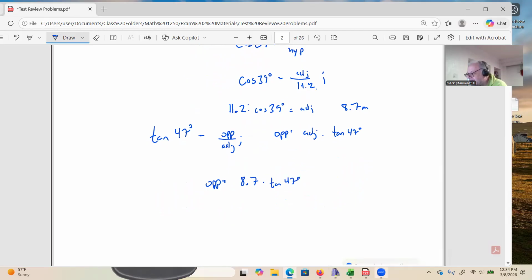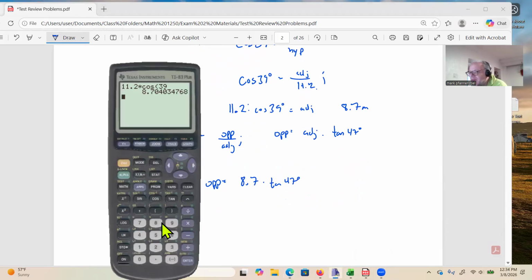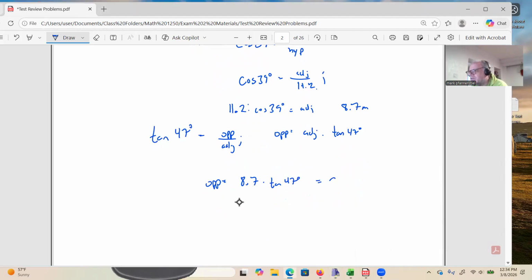And again, we have a nice little calculator sitting here, so we're going to use that. We have 8.7 times the tangent of 47 degrees. We're still in degree mode, so we can go ahead and do that. Yep, we're all set. And this turned into 9.329. Rounding to the nearest tenth of a meter, this is equal to 9.3 meters. And that is our answer for this problem.